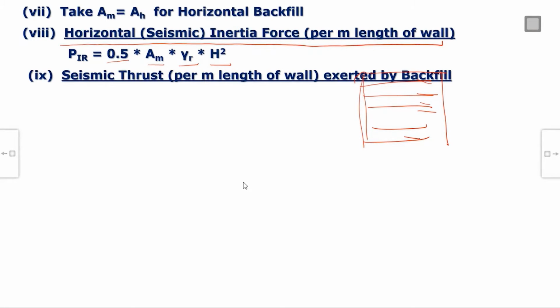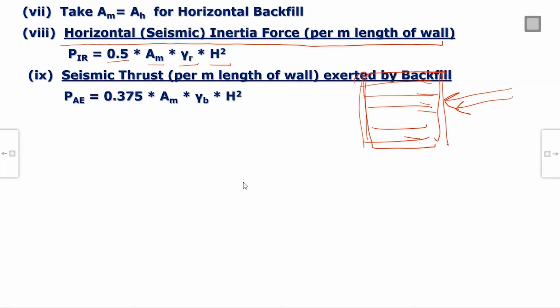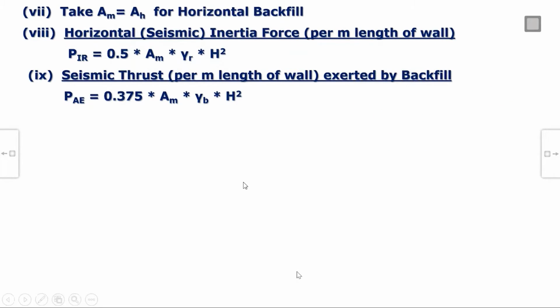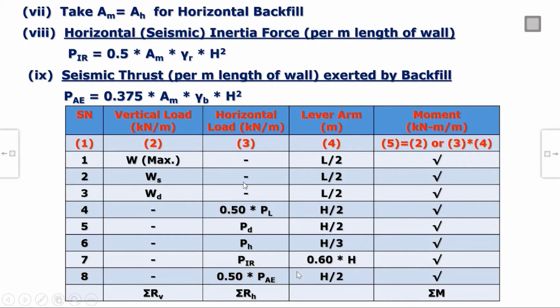Seismic thrust per meter length of wall exerted by backfill. Because of the weight of this backfill and the effect of earthquake, whatever is the action, that is called PAE. This formula, again from FHWA, is 0.375 AM gamma B H square. Okay. So these are the forces. We'll see their point of action.